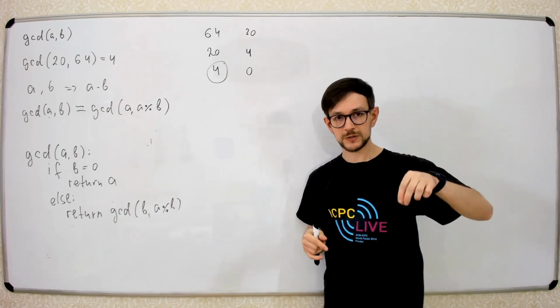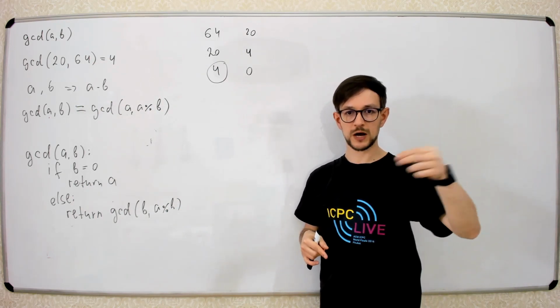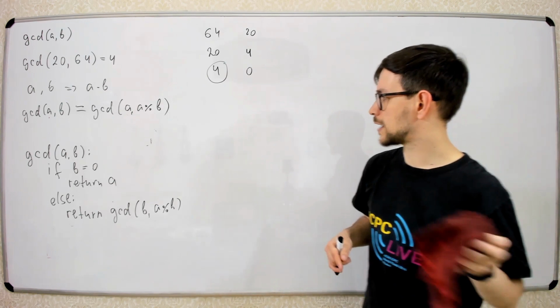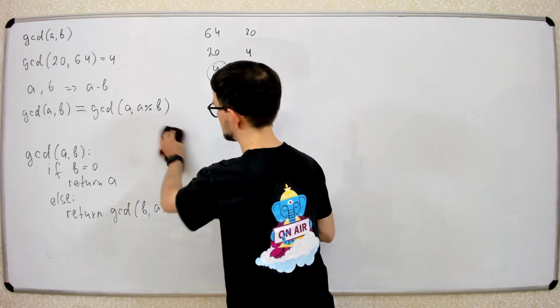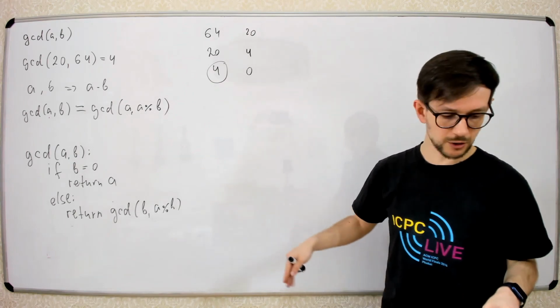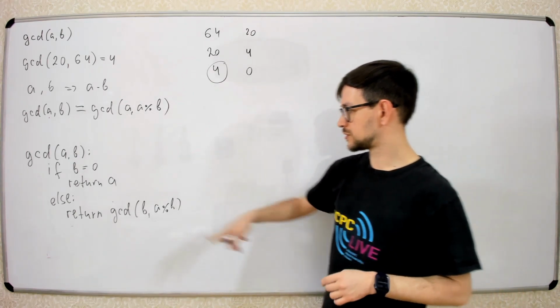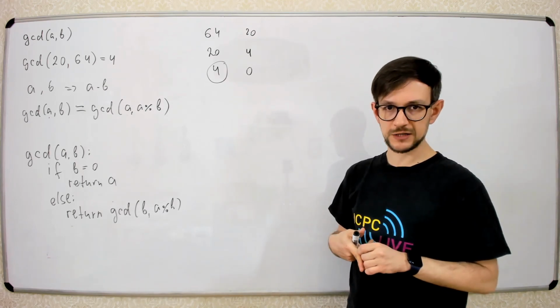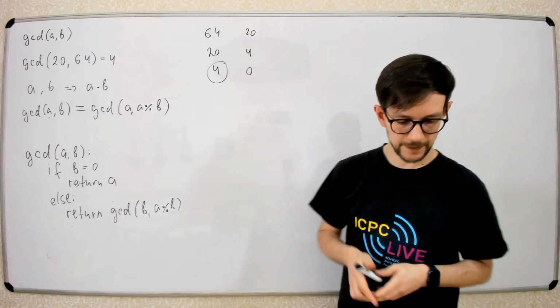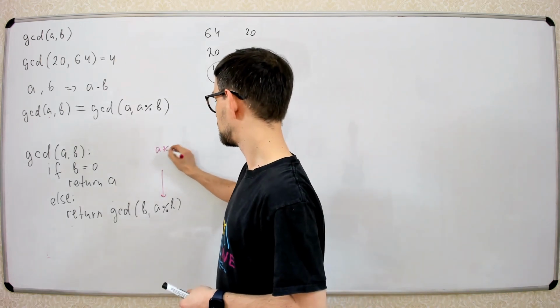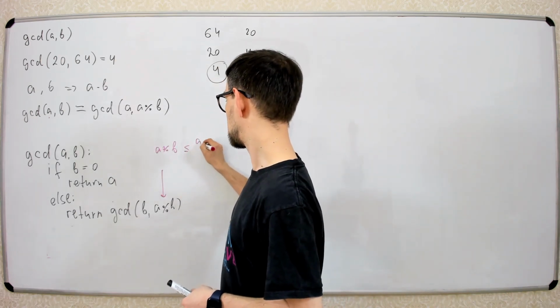How many recursion steps can we make until we have one of the numbers equal to 0? It turns out we can make at most logarithmic number of steps in this recursion. Why is it so? Because each time we move into this recursion, we decrease number A at least twice. So I claim that here A modulo B is less or equal to A over 2.